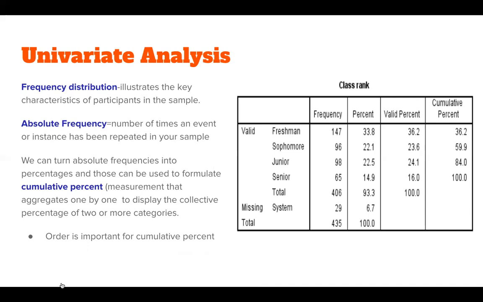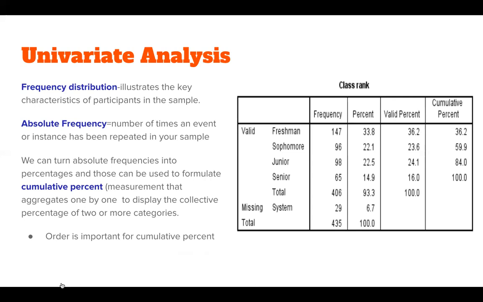Now, if you have a variable that has missing cases, missing data, then before you do cumulative percent, it's probably helpful to do what's called valid percent, where you recalculate your percent, but instead of using the total number of cases, you use the total number of cases minus the missing cases for this variable.